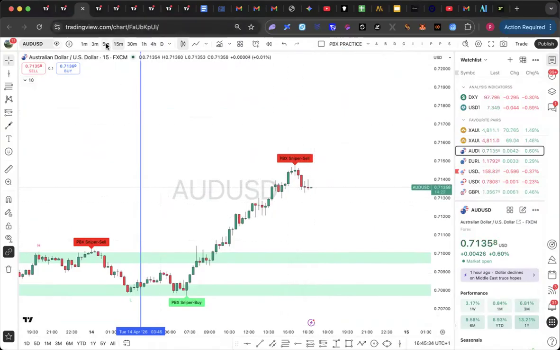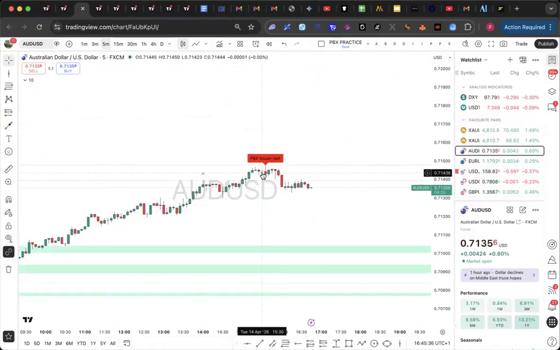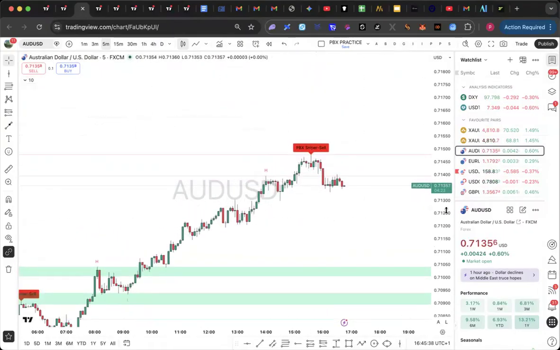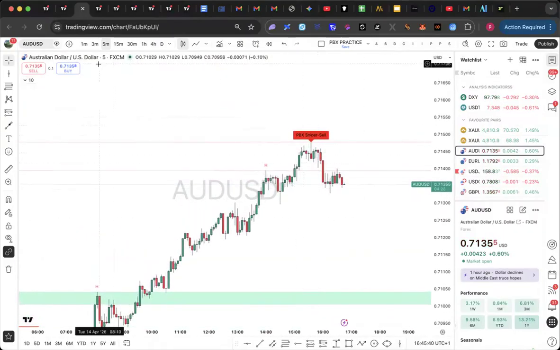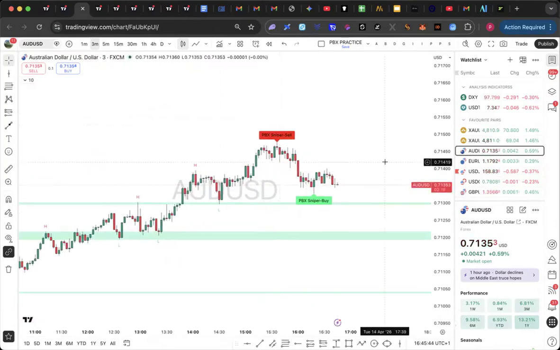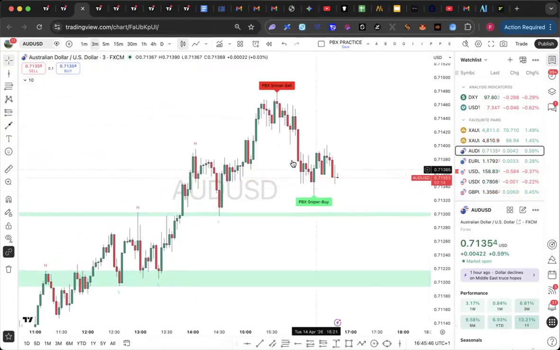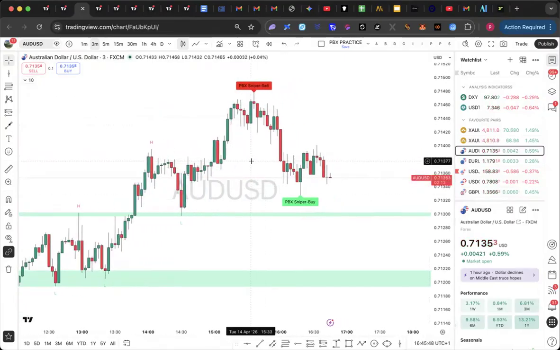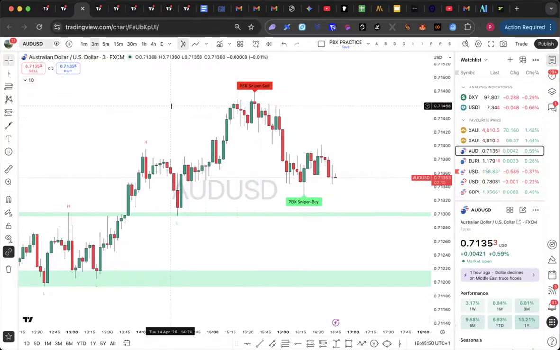So I go to 5 minutes perhaps to see more refinement. The 5 minutes did not give a sell because this is not a confirmation. So I go to 3 minutes. 3 minutes gives a sell. So you know why? I'm sure those of you who are using the scanner to trade, 3 minutes gives a confirmed sell.